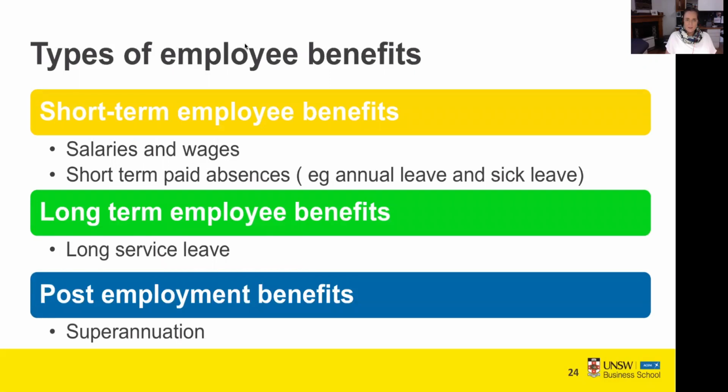Now, the accounting standard identifies 3 different categories of employee benefits. It categorises them as short-term, long-term and post-employment. Our focus in our discussion today is going to be on some of the most common short-term benefits and long-term benefits. So we're not going to be focusing on post-employment benefits such as superannuation, for example, but we are going to be looking at things like salaries and wages, annual leave, sick leave, and long service leave.